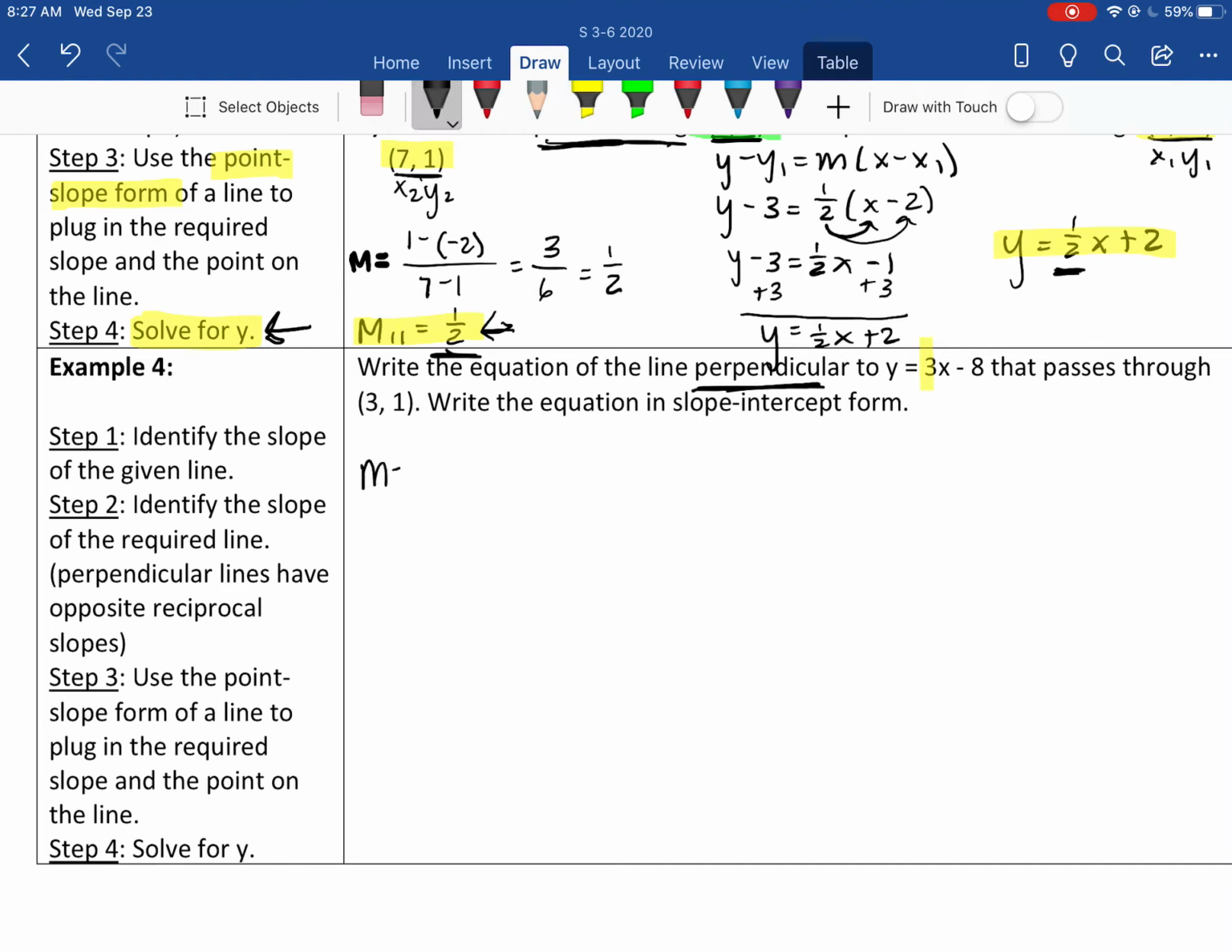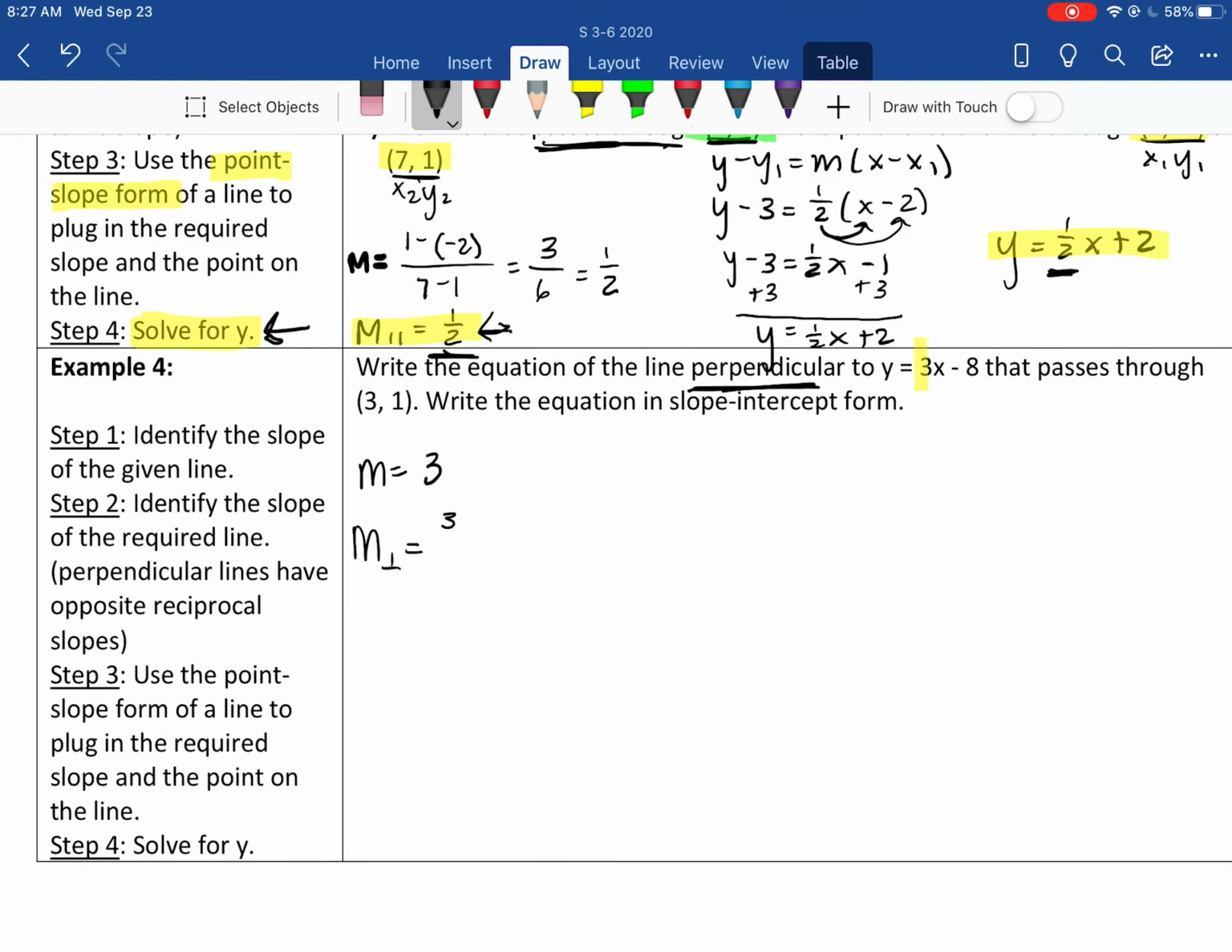So looking at my given equation, here's my given slope. So my given slope is 3. So to find my perpendicular slope, we're going to take that 3, make it a fraction. So that's 3 over 1. Then we're going to flip it. So that's 1 over 3. And then you need to make it negative. So your perpendicular slope is -1/3. Okay, so the opposite reciprocal of positive 3 is -1/3.